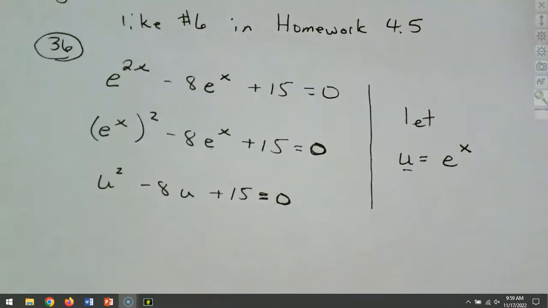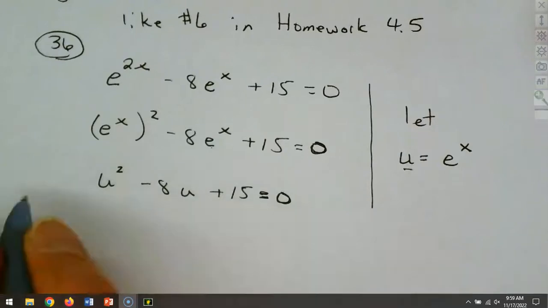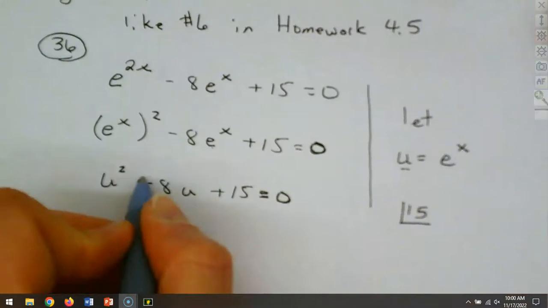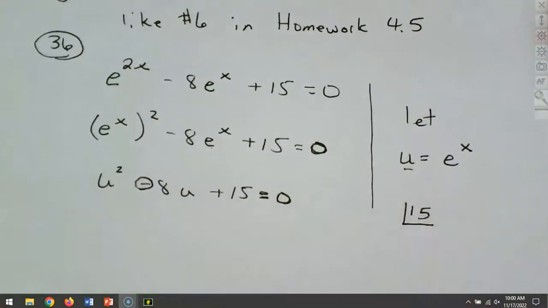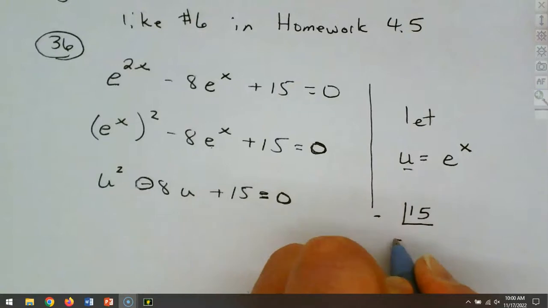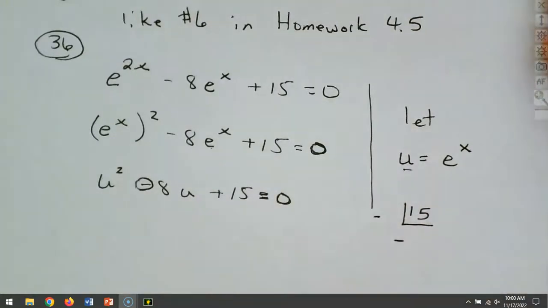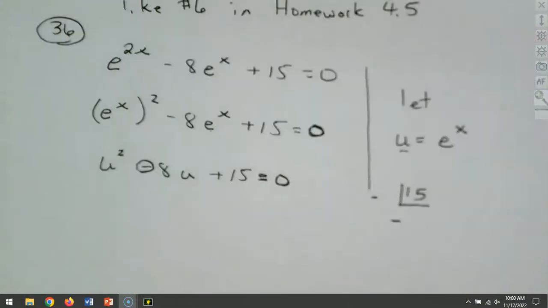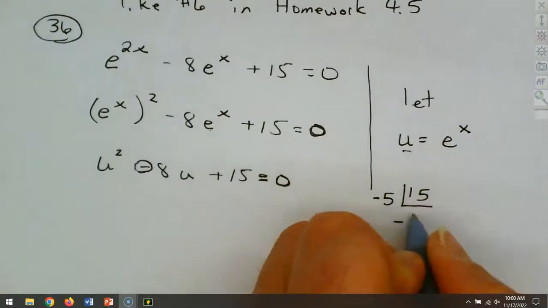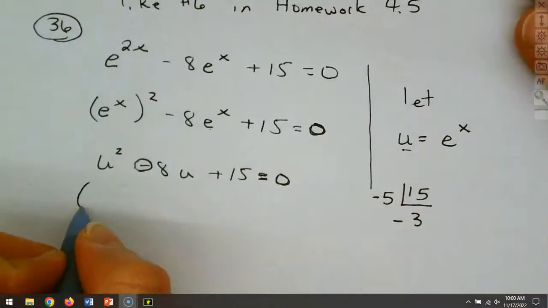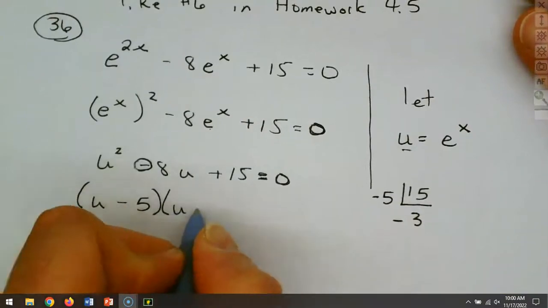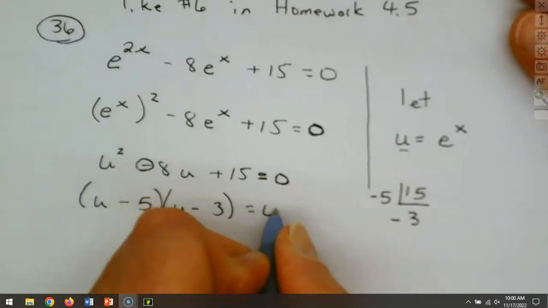Now, how do we factor this? This is factorable. First times the last is a 15. And negative in the middle. 15 is a positive, so they're both negative. What two numbers multiply together to give you 15, add together to give you 8? Both negatives. 5 and 3, right? So we need a negative 5 and a negative 3. That is then u minus 5, u minus 3 equals 0.